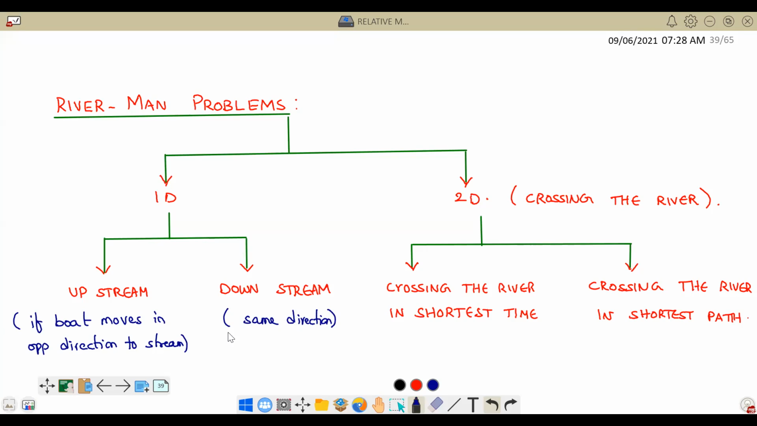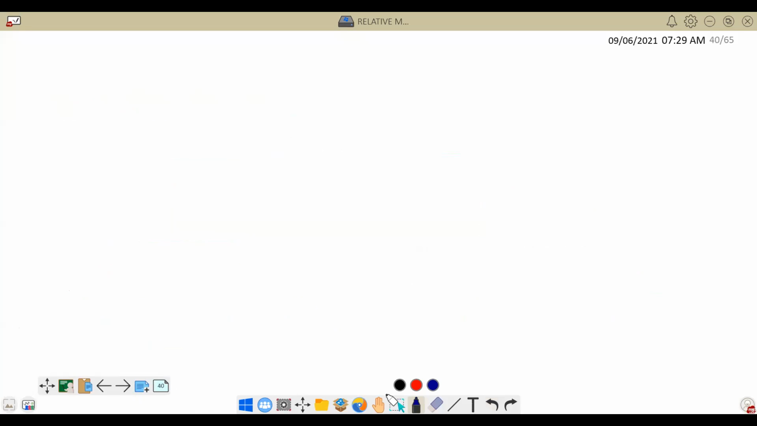Now, here, there are certain terminologies. You have to understand them very carefully. What is the terminology? In the given problem, they'll sometimes say the velocity of the man is 2 meters per second or 5 meters per second, and the velocity of the river is 2.5 meters per second. So we should understand those terms very clearly, what is meant by each term. First, I'm telling for upstream and downstream.